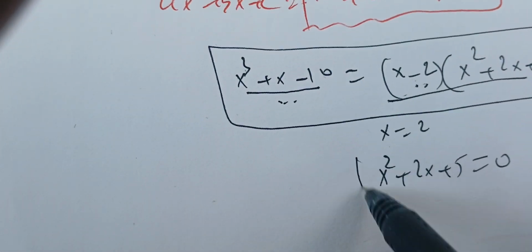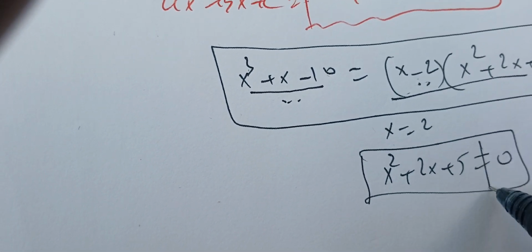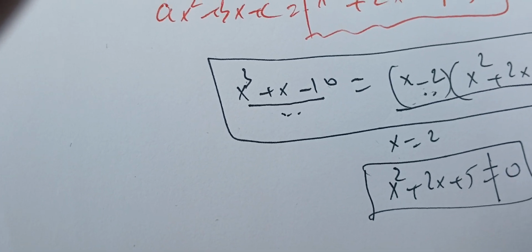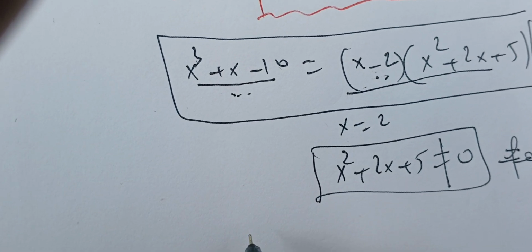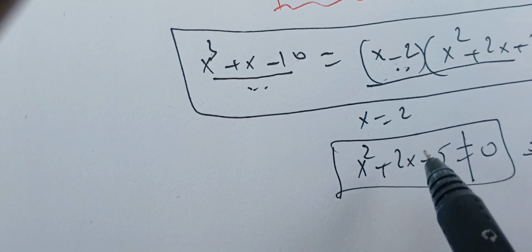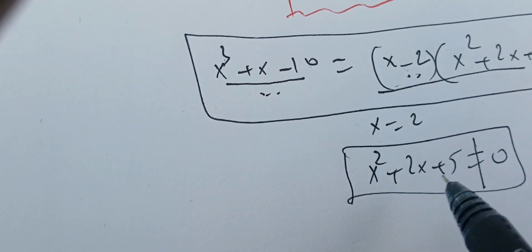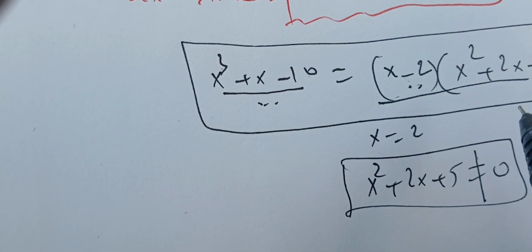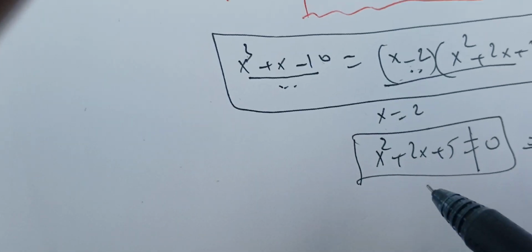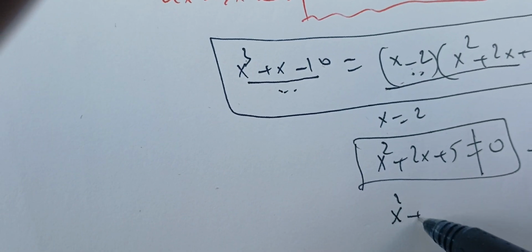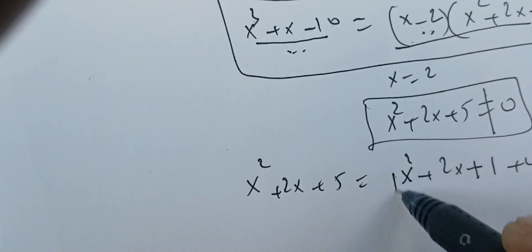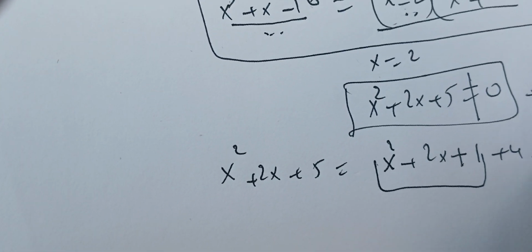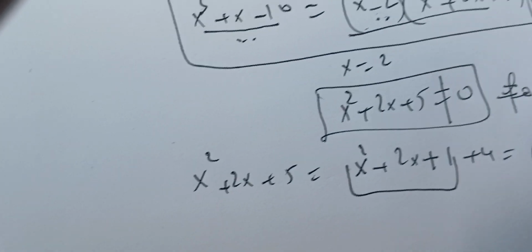But this can never be 0. So this is different from 0 for all x in R. Why? This is the question. We can use delta, and we can find that delta is strictly less than 0. Therefore, it doesn't have a solution. Another thing is that we can write it as x squared plus 2x plus 1 plus 4. So x squared plus 2x plus 5 is x plus 1 squared plus 4.